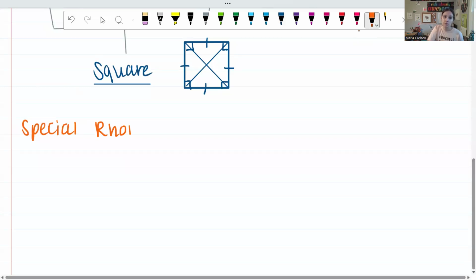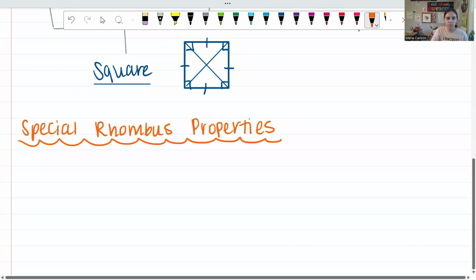So obviously, rhombuses have all the properties of a parallelogram. What else is true about a rhombus? A rhombus has all 4 sides being congruent. So all 4 sides are congruent or the same.